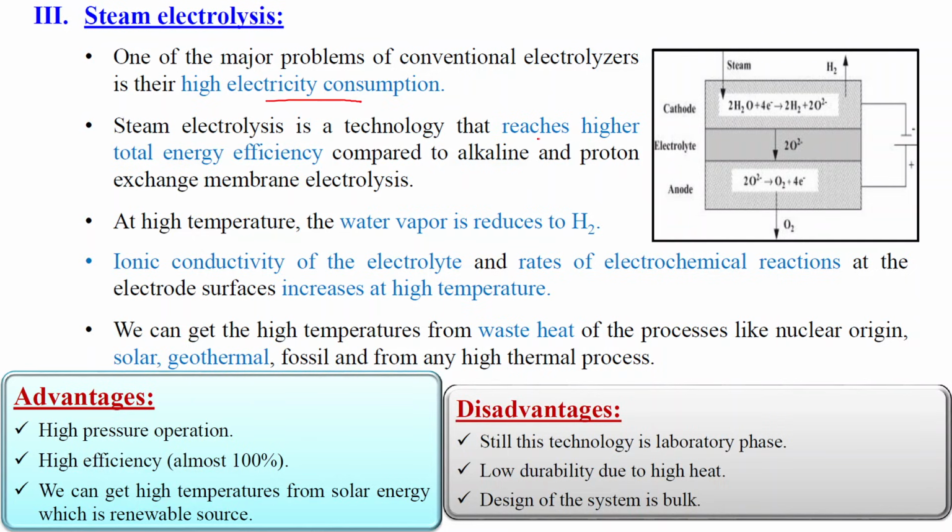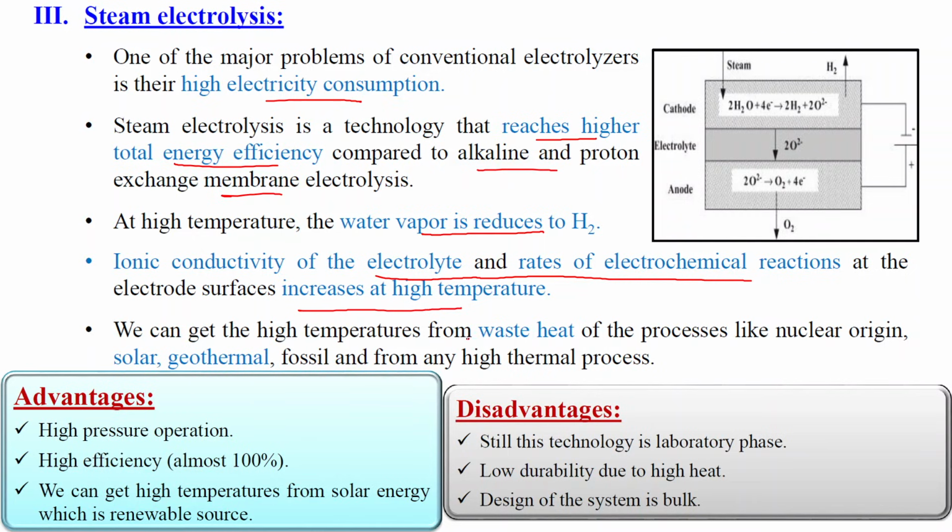So steam electrolysis reaches high total energy efficiency compared to alkaline or PEM electrolyzers. At high temperature, the water vapor is reduced to hydrogen. The ionic conductivity of the electrolyte and the rate of the electrochemical reaction at the electrode increase with temperature, because with the increase in temperature, the kinetics also increase, the electrochemical reaction rate increases, and the ionic conductivity of the electrolyte increases. Taking all these factors into mind, steam electrolysis is much more efficient compared to alkaline and proton exchange membrane electrolysis.